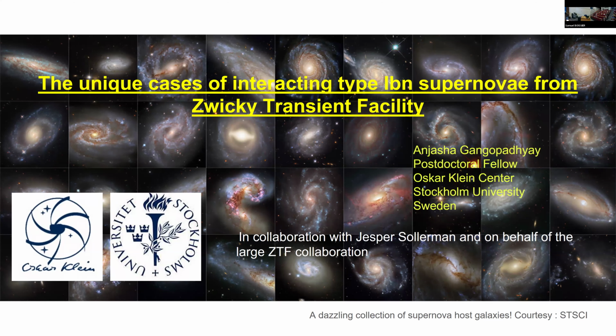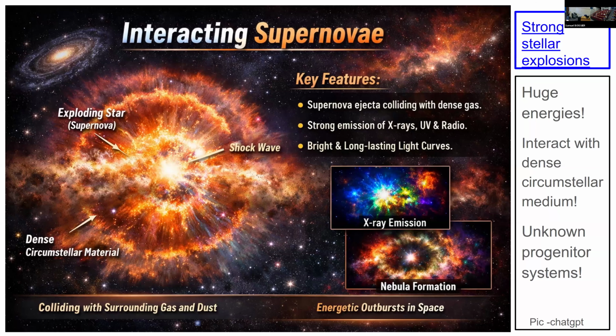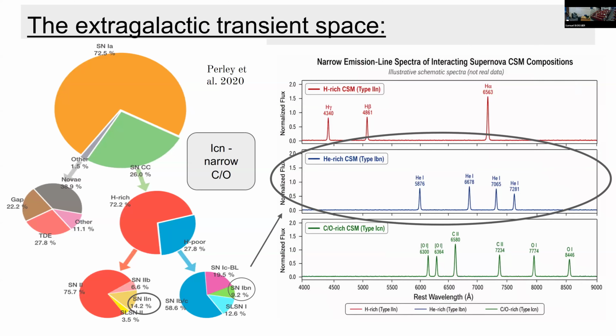Hello, everyone. I am Anjasha Gangopadhyay. I'm a postdoc in Stockholm University, and this is a presentation on type 1bn supernovae from the ZTF. This is presented on behalf of a larger ZTF collaboration. I think Ragnhild briefly talked about interacting supernovae, but these are the ones in which they interact with the dense circumstellar medium, and they show narrow emission lines in their spectral profiles.